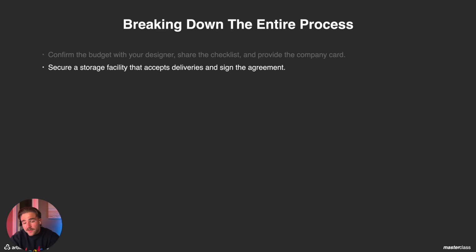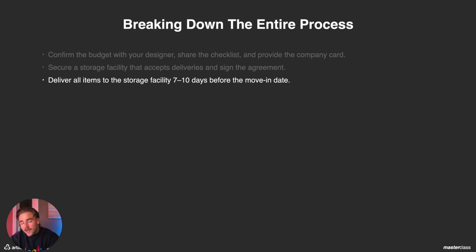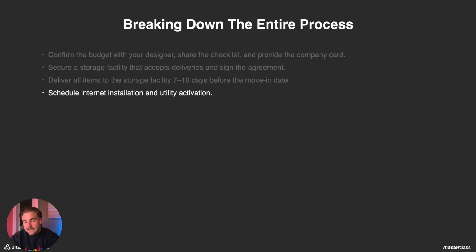Next, you're going to secure a storage facility that accepts deliveries and sign the agreement to allow them to. Deliver all items to the storage facility 7 to 10 days before the move-in date. Schedule internet installation and utility activation for the lease date. Book your photographer for the day after setup completion. If you're new, maybe 2 days.